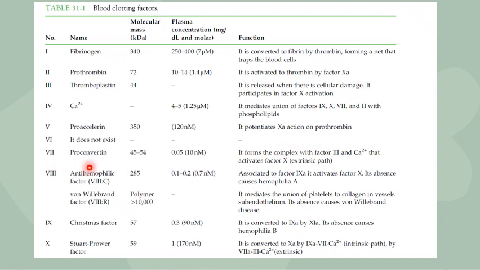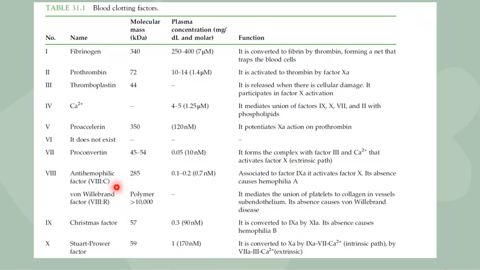Then factor 8. It has two components. One is the antihemophilic factor, that is factor 8C. Another one is Von Willebrand factor, that is factor 8R. Factor 8C, that is antihemophilic factor, has a molecular weight of 285. It associates with factor 9A and helps in the activation of factor 10. Its absence causes hemophilia A.